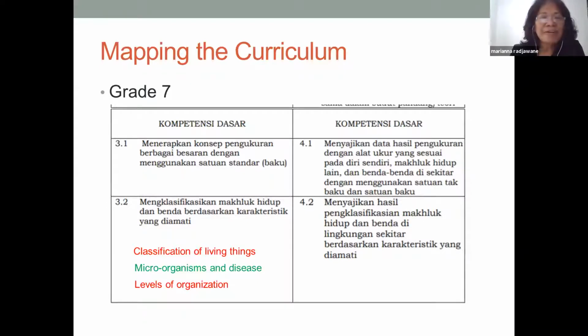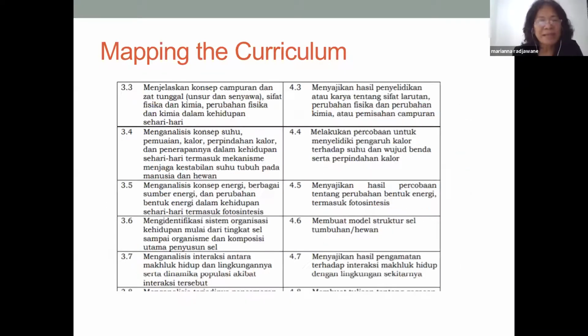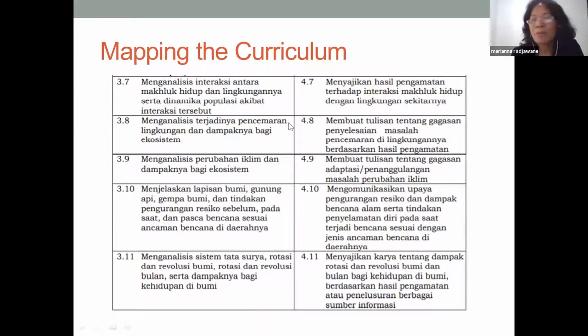And then for year 7, let's say, look at this. This is the interaction of living things and their environment. And then also here, this is the interaction, 3.7. This is about pollution. This is about climate change. Actually, you can combine these 3. You compress it. You combine these 3 into one unit of lesson. So that's the way you can handle the curriculum.